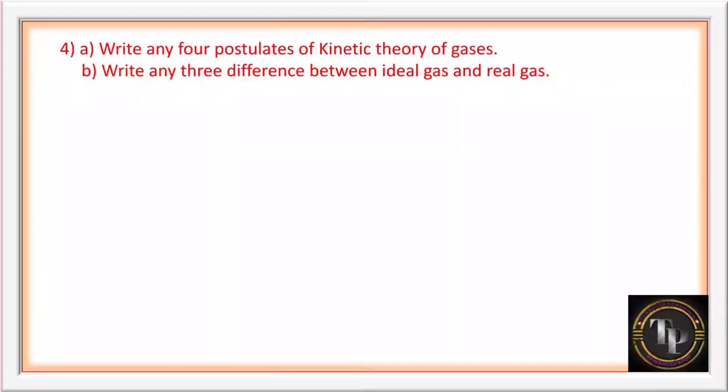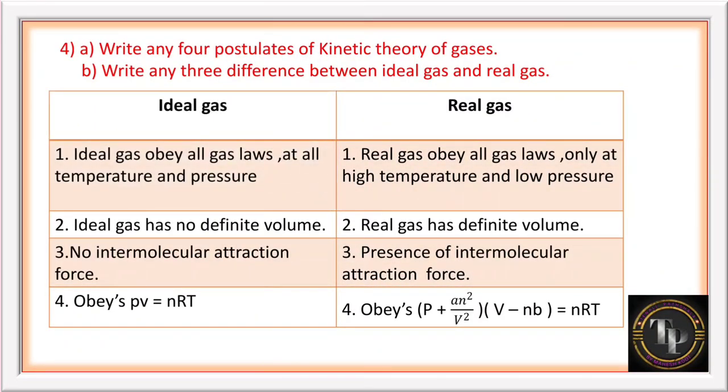Write any 3 differences between ideal gas and real gas. See, guys, this is also very important. First we'll talk about ideal gas. Ideal gas obeys all gas laws at all temperatures and pressures. But real gas obeys all gas laws only at high temperature and low pressure. I told you, real gas behaves as ideal gas when the temperature is high and pressure is low. But ideal gas will obey all the gas laws at all temperatures, either higher or lower, whatever temperature or pressure may be. But real gas will obey only at high temperature and low pressure.